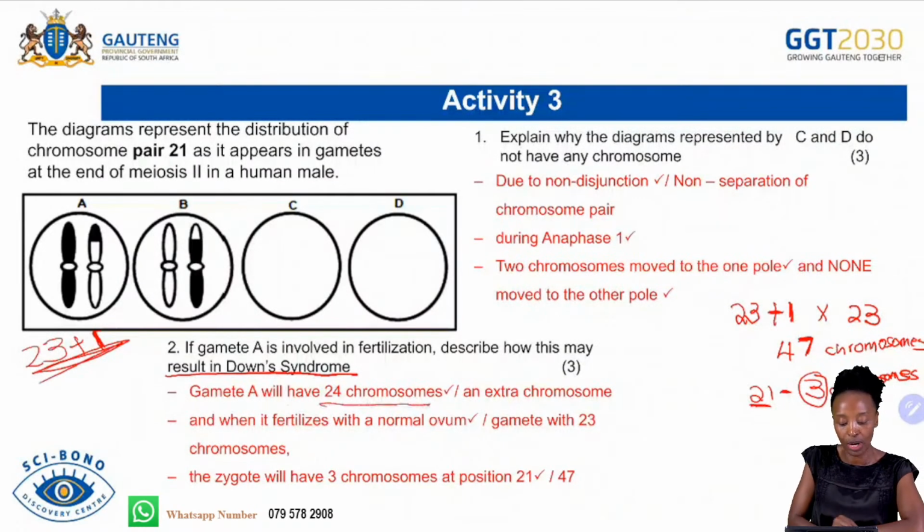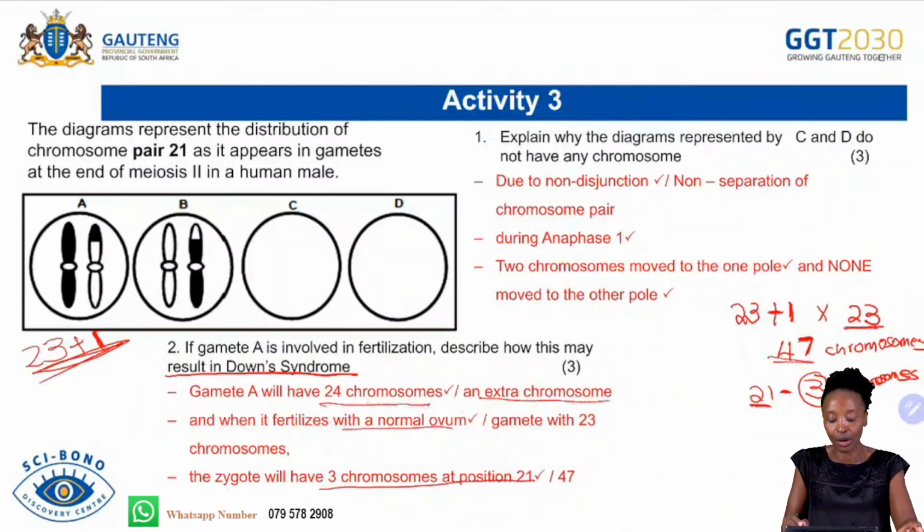So again, gamete A, like we said, has how many? It has 24 because there's an extra. And then when it fertilizes the normal ovum, which has how many? 23. And then the zygote will have 3 on position 21. Then that is how you get your marks.